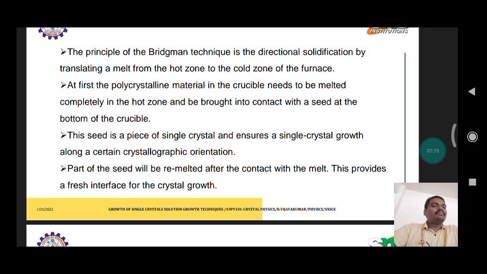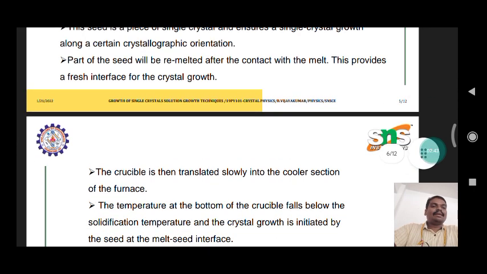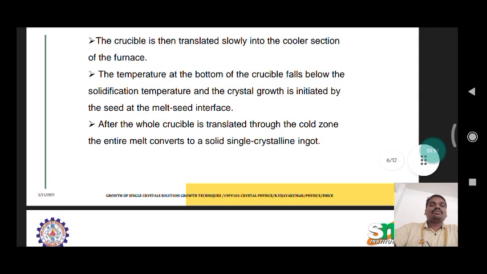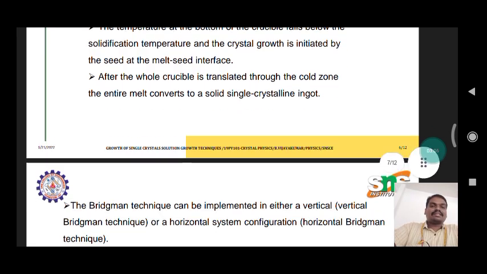Part of the seed will be remelted after the contact with the melt. This provides a fresh interface for the crystal growth. The crucible is then translated slowly into the cooler section of the furnace. The temperature at the bottom of the crucible falls below the solidification temperature and crystal growth is initiated by the seed at the melt-seed interface. After the whole crucible is translated through the cold zone, the entire melt converts to a solid single crystalline structure.